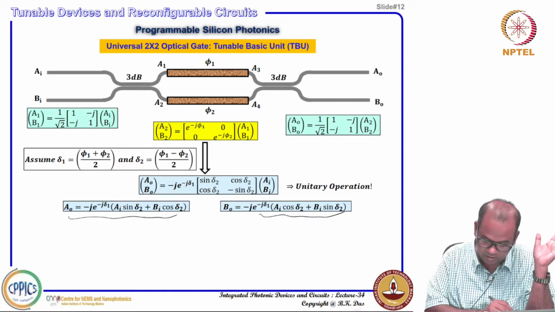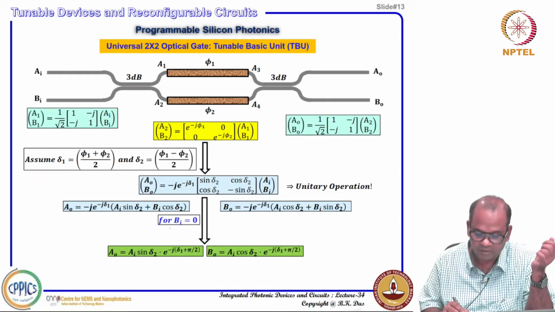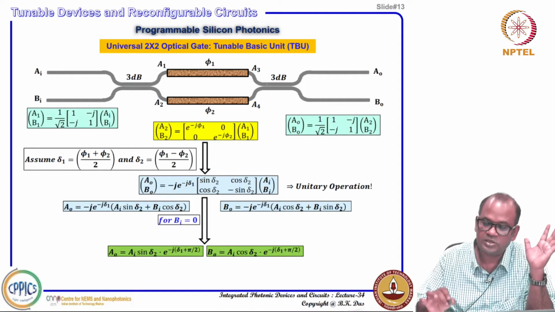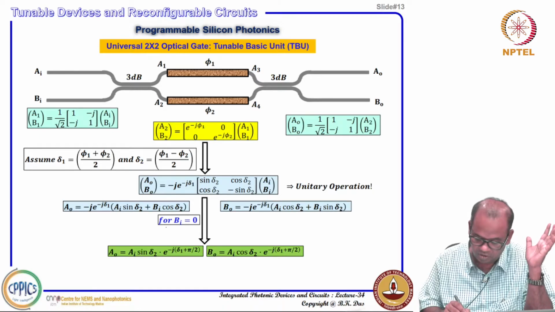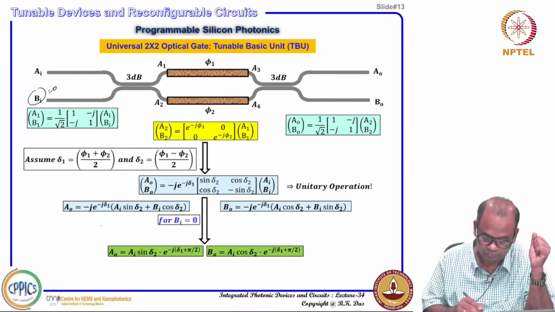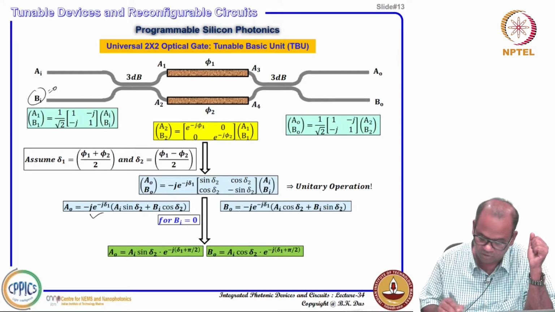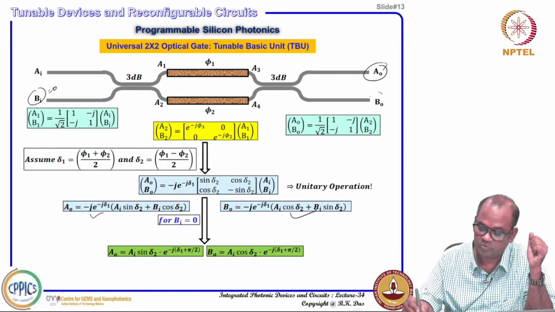Okay. Next, let us see why it is called a universal 2 by 2 optical gate, because this type of 2 by 2 is a gate. First of all, why would this be called a gate? For B I equal to 0, for example, assume you have B I equal to 0, you have this A naught will be this one, B naught will be this one, whatever you are supposed to get.